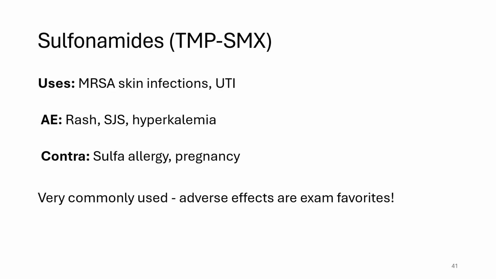Next up are sulfonamides, most commonly trimethoprim-sulfamethoxazole, also known as Bactrim. This is commonly used for MRSA skin infections and urinary tract infections, so you'll see it both in outpatient and inpatient settings. Adverse effects, these are high yield and exam favorites, so things like rash and Stevens-Johnson syndrome, which of course is rare but can be life-threatening.